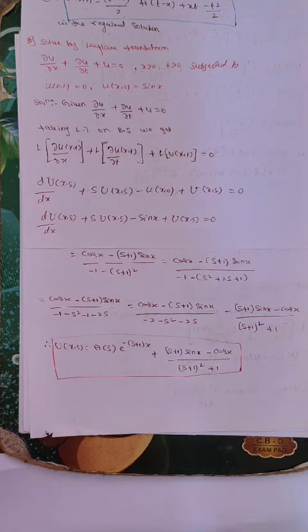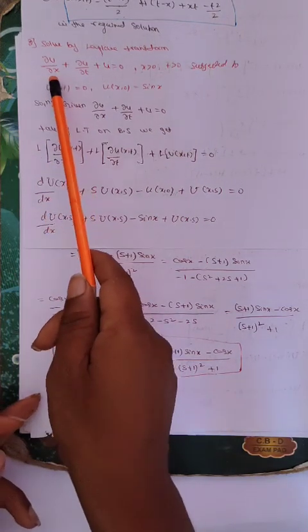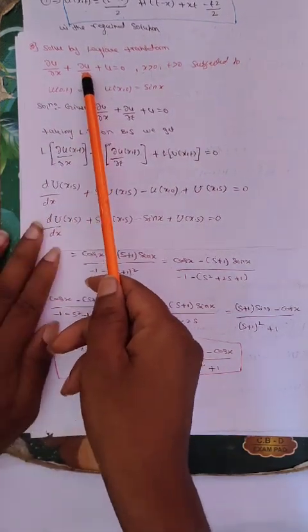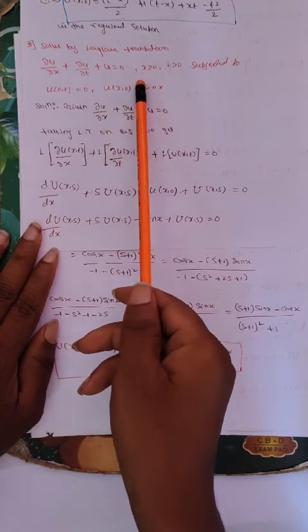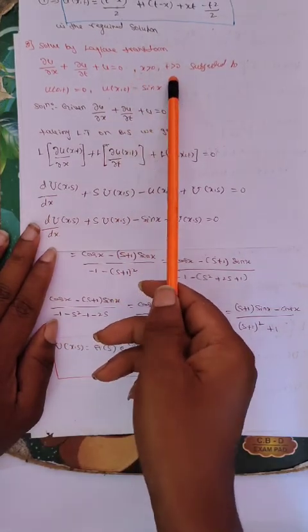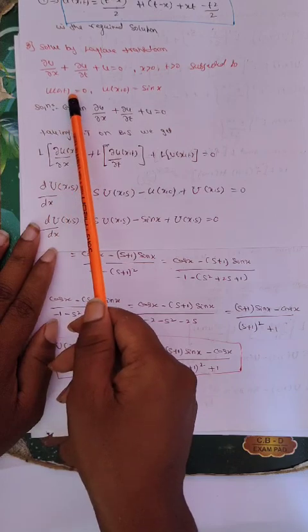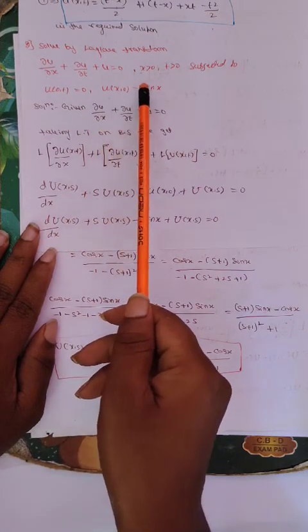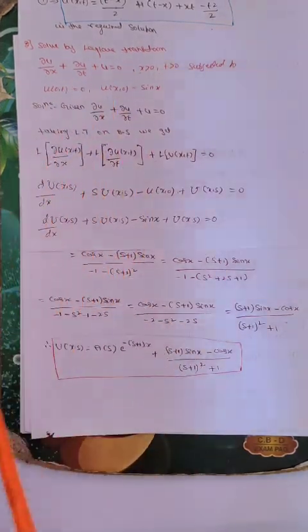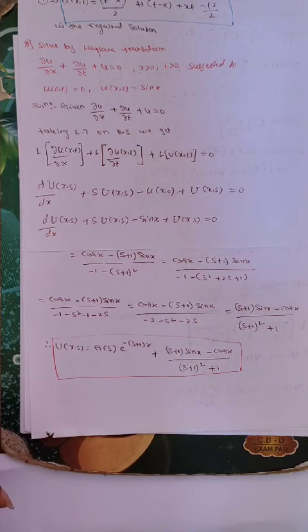Solve by Laplace transform ∂u/∂x + ∂u/∂t + u = 0, x > 0, t > 0, subject to the conditions u(0, t) = 0 and u(x, 0) = sin x. So this is the given problem. Now let us collect the data.